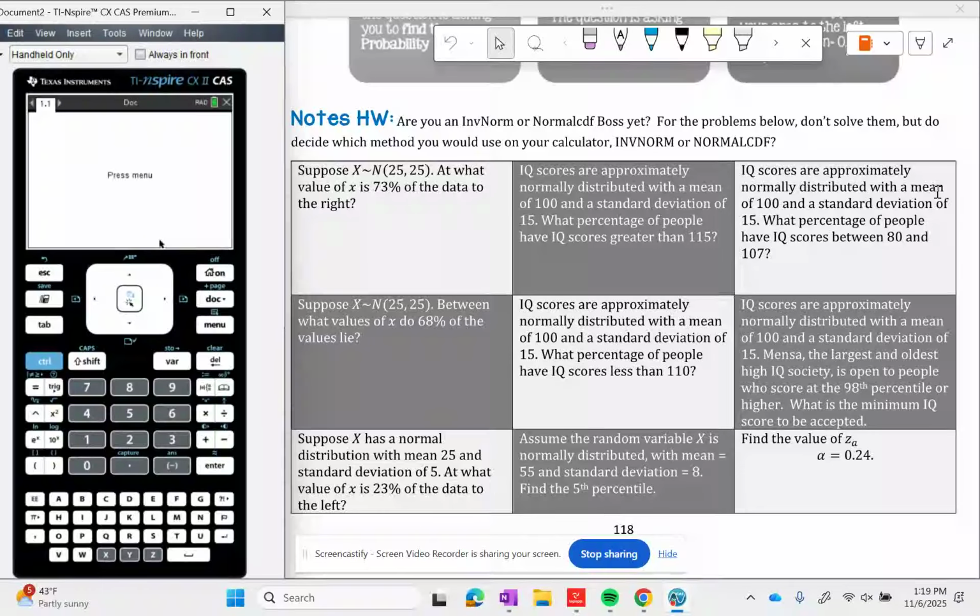So when you have a known proportion, probability, percent, what calculator feature do you use that you learned about last night? Hold on, I got it. Normal PDF. Norm CDF. Good job.